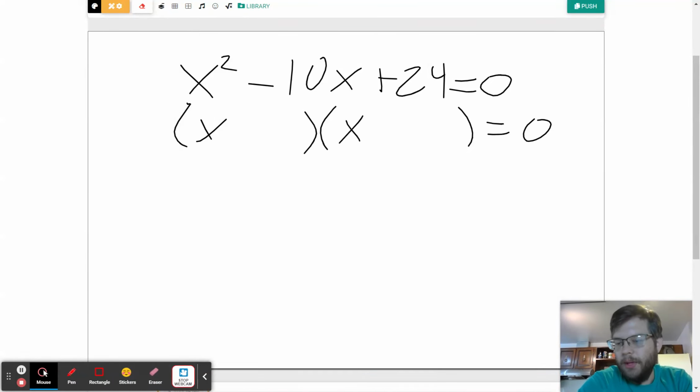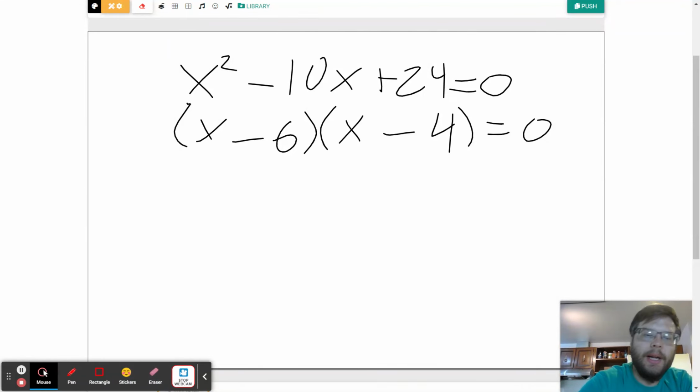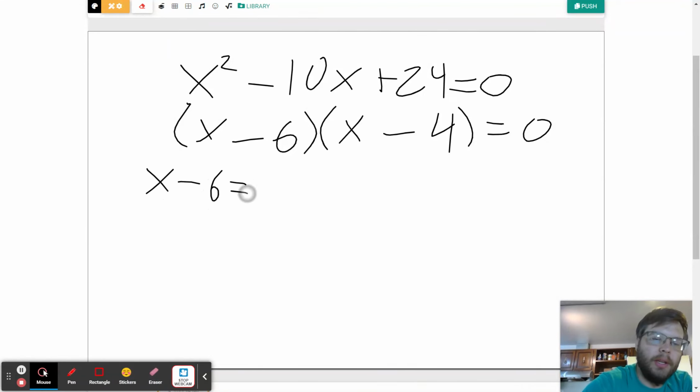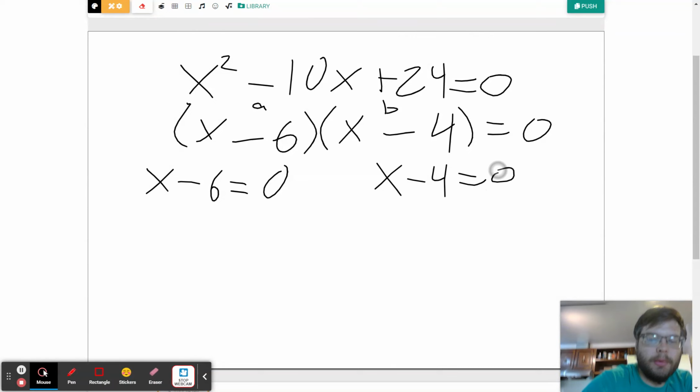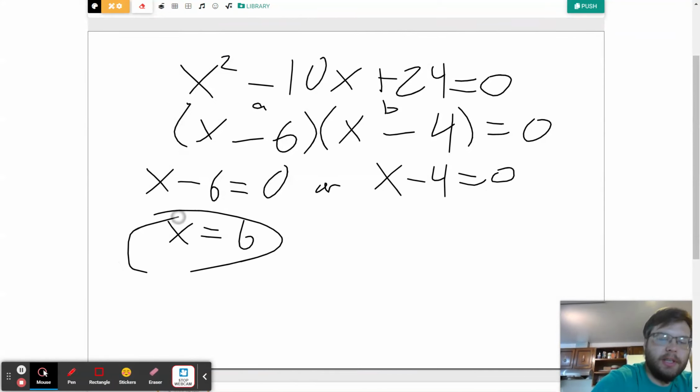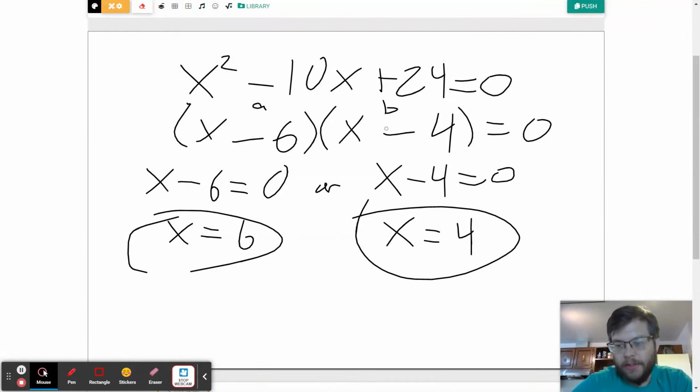I know that x times x makes x squared. There's a lot of ways to make 24. The one that's going to work here is 6 times 4. How did I know 6 times 4? Because it adds to make 10. If I make both of them negative values, I get a negative 10. Now I can use the zero product property because I have my a times b. x minus 6 equals 0 or x minus 4 equals 0. Add 6 to get x equals 6. Add 4 to get x equals 4. That's the zero product property.